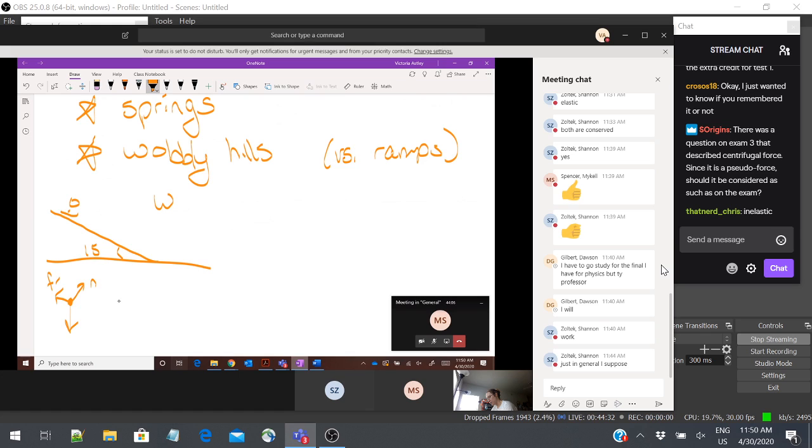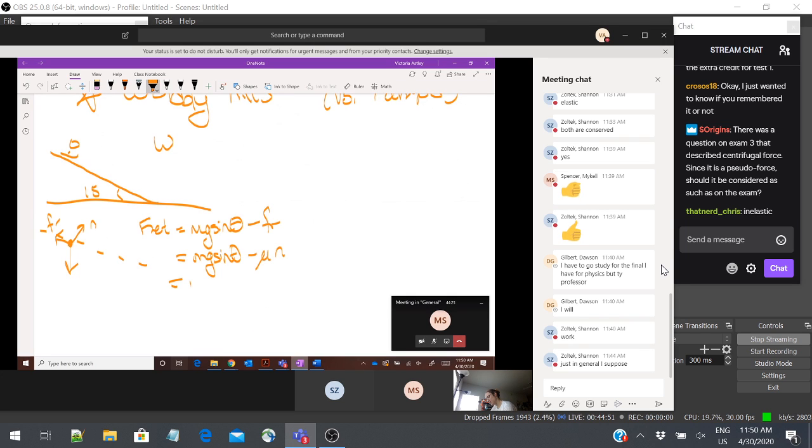So you would do, okay, we do our tilted axis. So the net force is going to be mg sine theta minus your force of friction, which is minus mu naught times the normal force. And our normal force is the vertical component of gravity, mg cosine theta. And then you get A, and then you do all your kinematics.